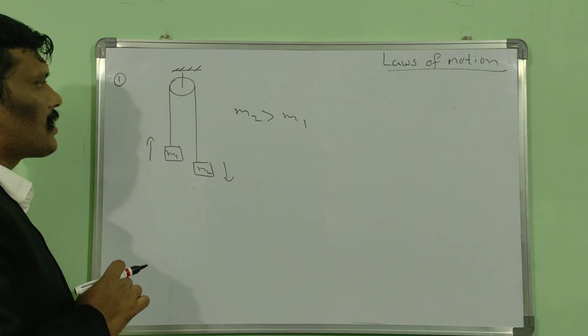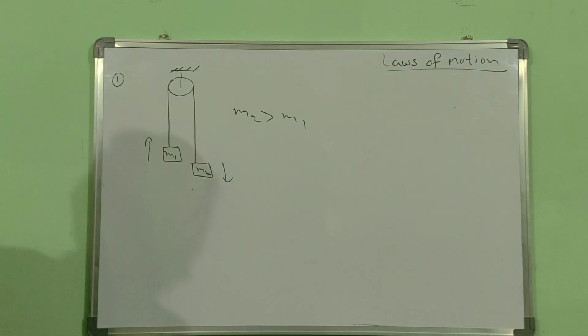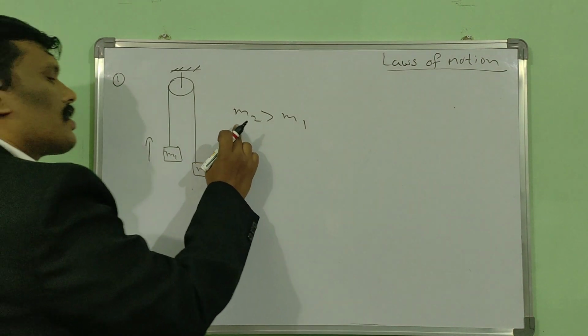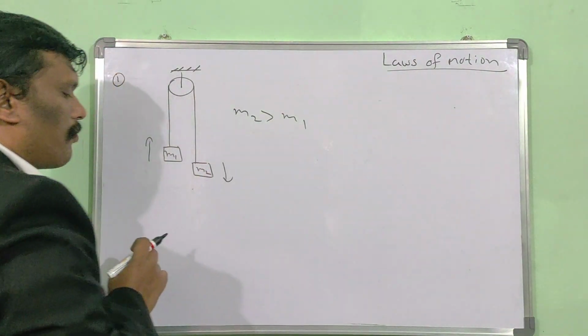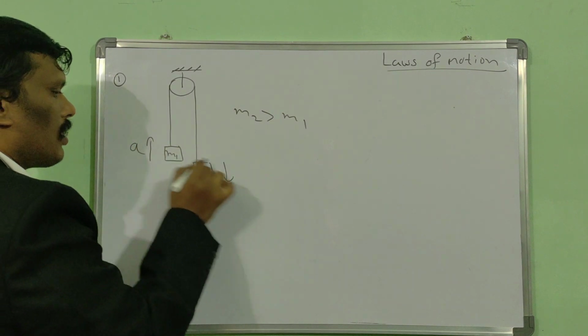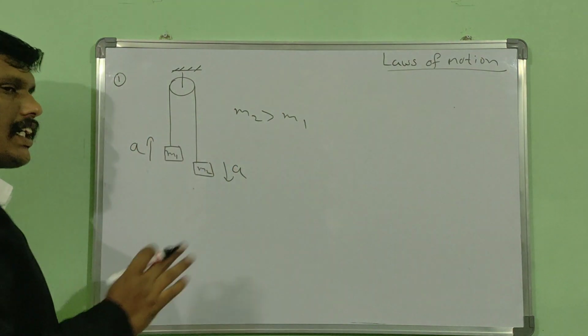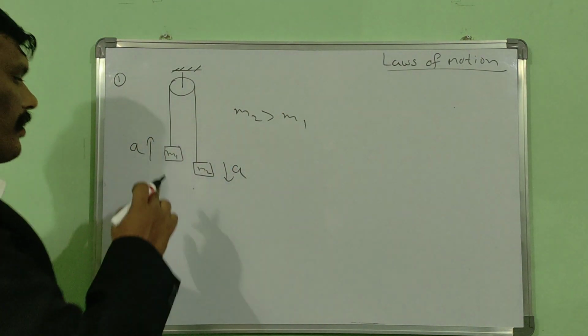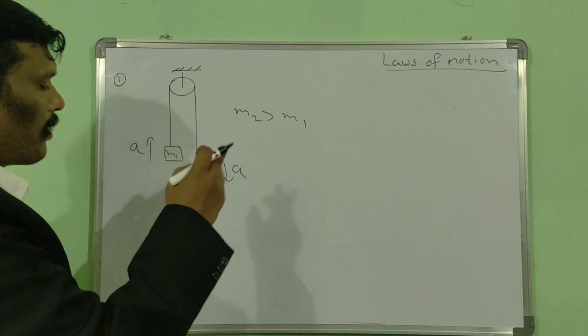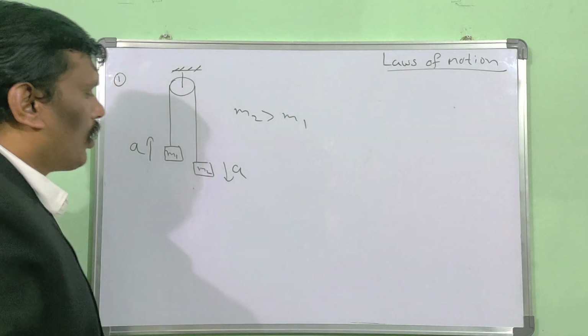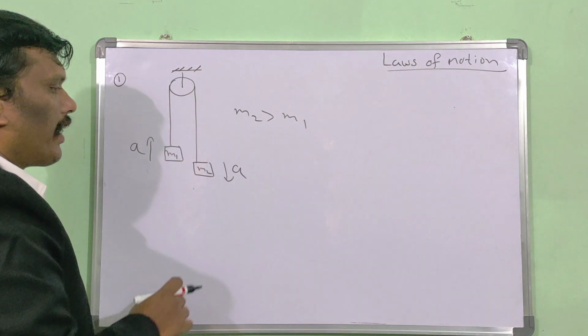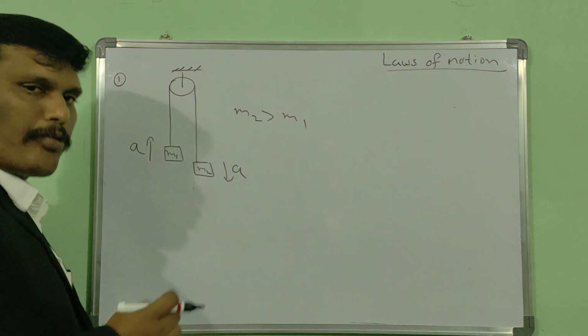Light and frictionless pulley, that is, a massless and frictionless pulley. Here one more consideration: M2 is greater than M1. So both will move with the same acceleration, because both are connected with the same string. Definitely both will have the same acceleration, but their acceleration directions are different. One body moves with downward acceleration, the other body moves with upward acceleration.